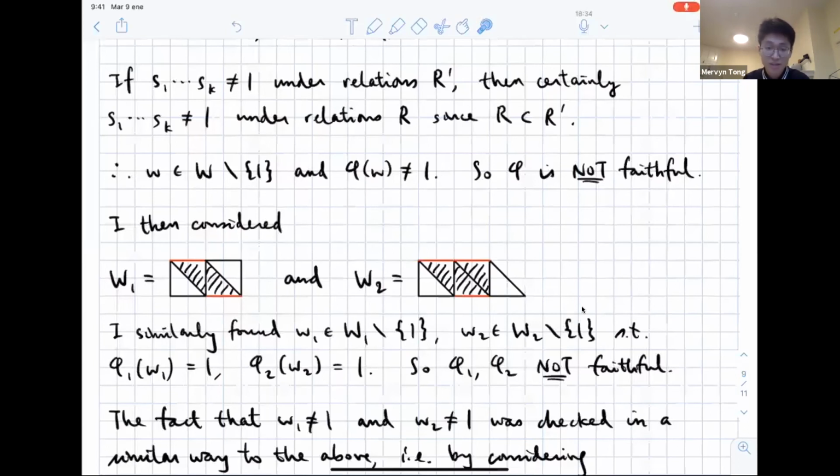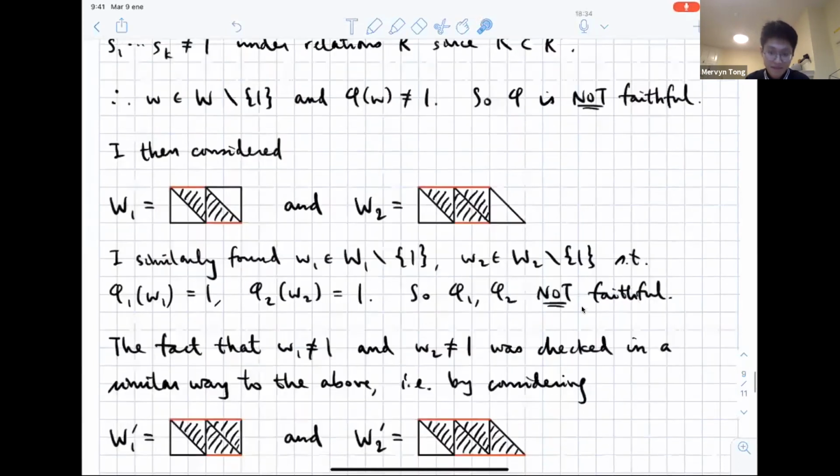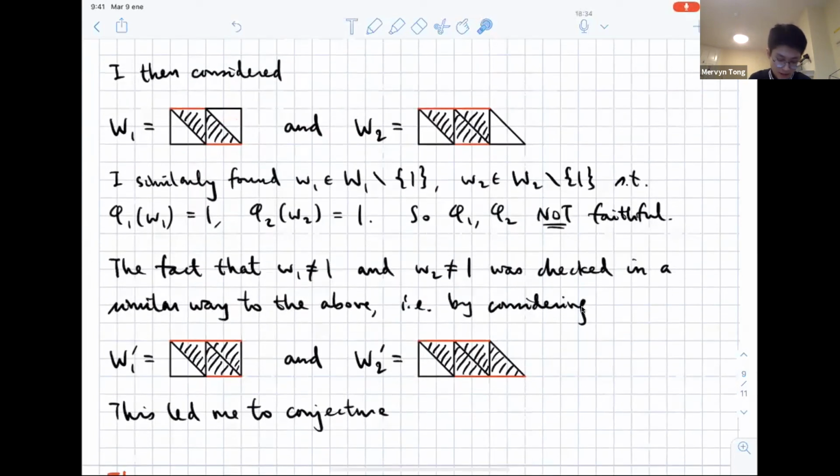And once again, I checked that they weren't the identity using a similar method by filling in this extra triangle and doing a similar thing to the above. So once again, I went from 2 unshaded triangles sandwiching 1, 2, and 3 shaded triangles and found that the canonical representations were not faithful.